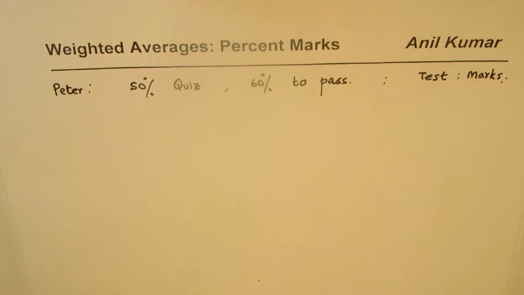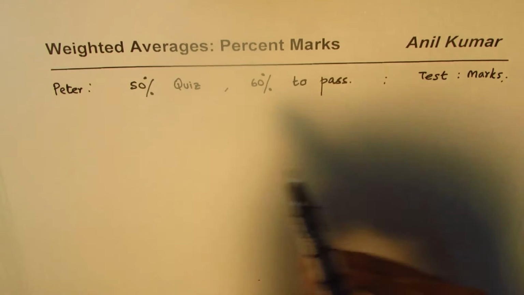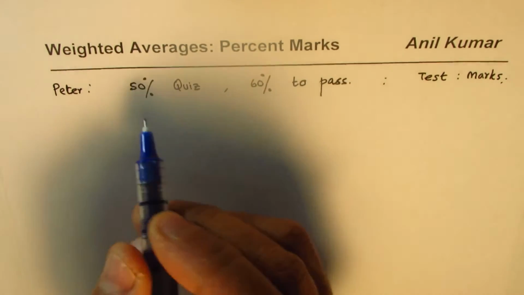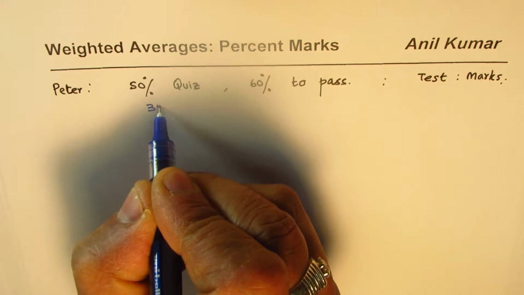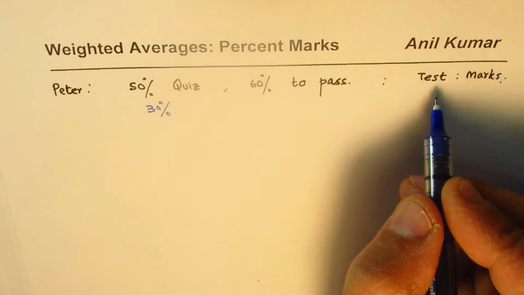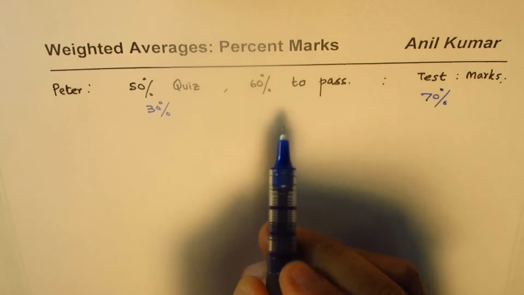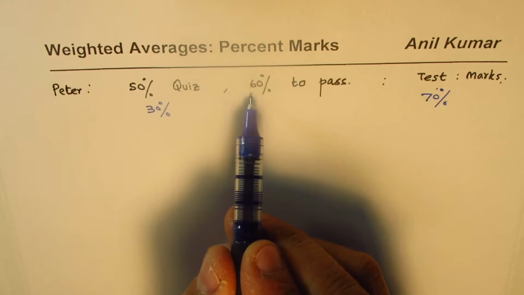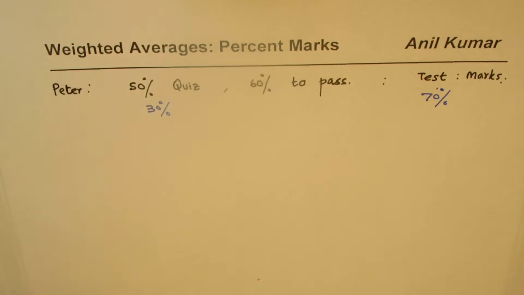Now we also know one thing which is in favor of Peter, that is the importance of marks in the test is much more than that of the quiz. So let us take the importance of the quiz as, let's say, 30%, and the marks for the test count for 70%. Now in that case, how many marks should Peter get in the test so that his average is at least 60%? So that's the question for you.